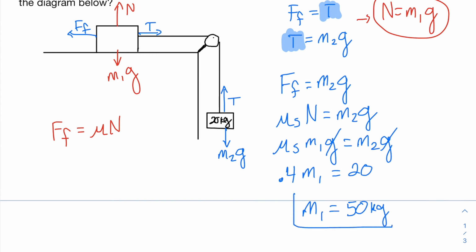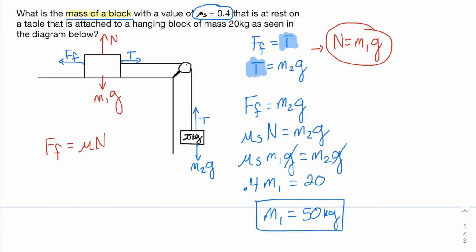So in order for that block on the table not to move with that coefficient of static friction, it means that that block would have to weigh 50 kilograms for this system to remain at rest with that given value of mu s.